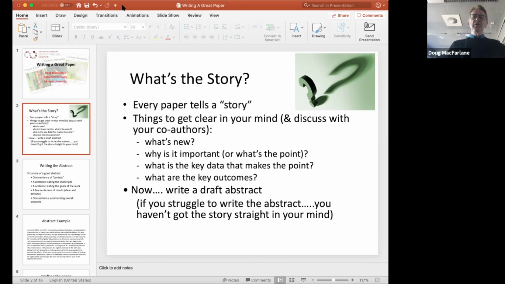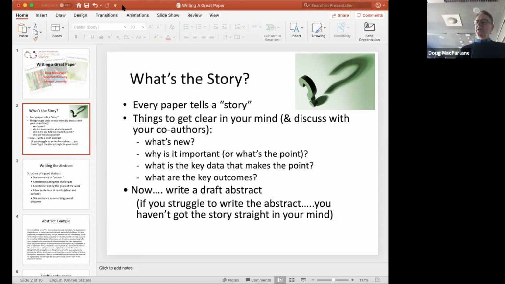So as you consider your story, then what you've got to think about is what's new in your work. So the novelty in your work, that word novelty is going to come up a few times here. Why is it important, or what's the point? Or sometimes more bluntly, I ask, who cares about what it is that you're writing about? Very important that you understand that, so that you write to the right audience, so to speak.